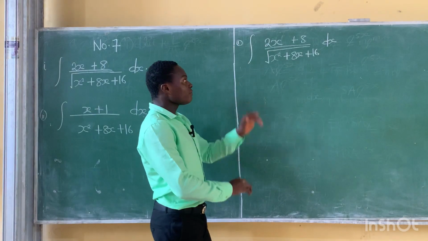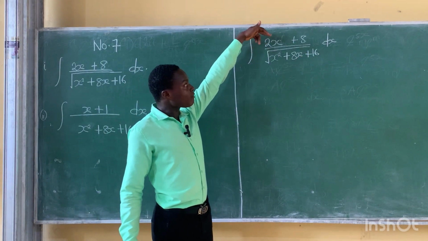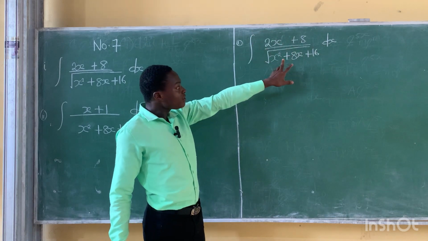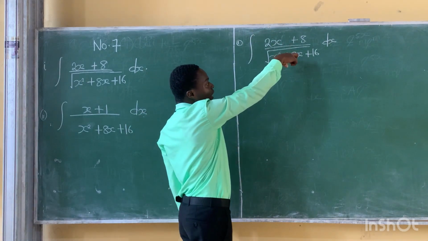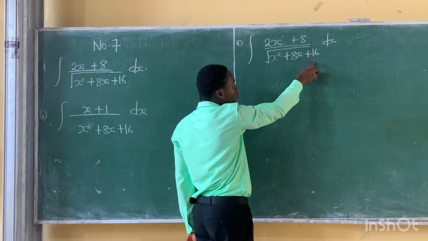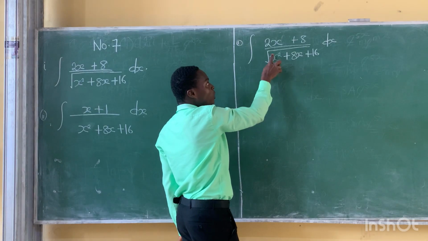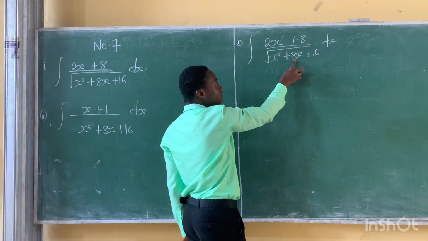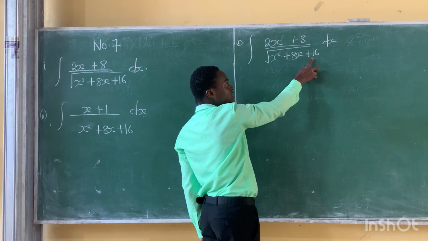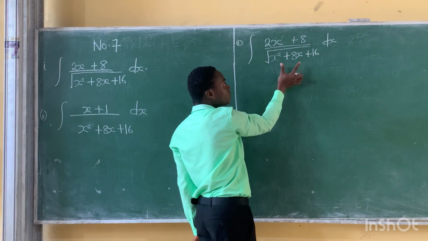Now observe the function carefully. You are going to see that what we have at the top is the derivative of what we have inside of the square root, because if you differentiate what you have inside of the square root, you have the top. If you differentiate x squared, you have 2x. If you differentiate 8x, you have 8. Then if you differentiate 16, you have 0. So you see that the derivative of the bottom gives us the top.